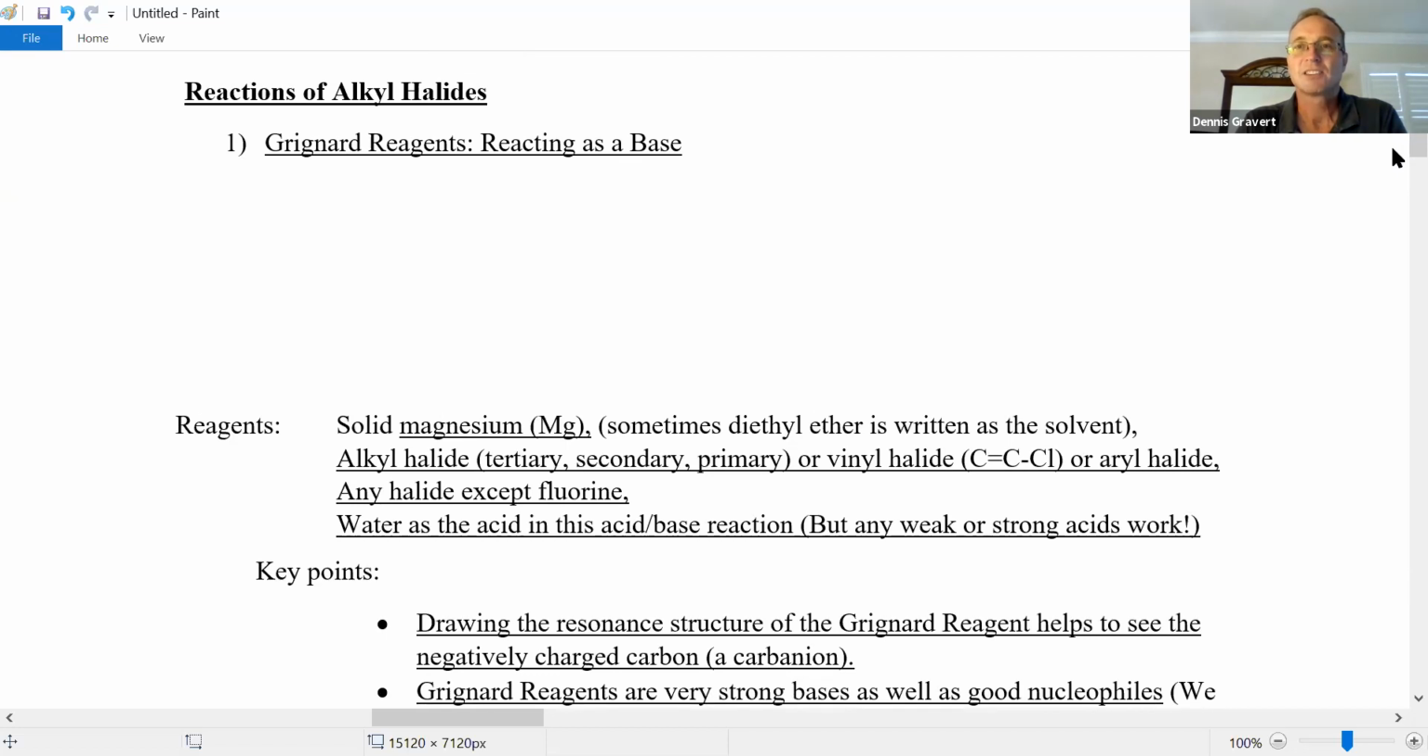Lots happening here. So the first reaction I'd like to go over is something called the Grignard reagent. And the actual product you get out of here is pretty boring. We're going to have the Grignard reagent react as a base. Next semester, we'll use the Grignard reagents to do some really powerful chemistry on carbon-oxygen double bonds, aldehydes, ketones, esters. But those functional groups don't show up this semester.